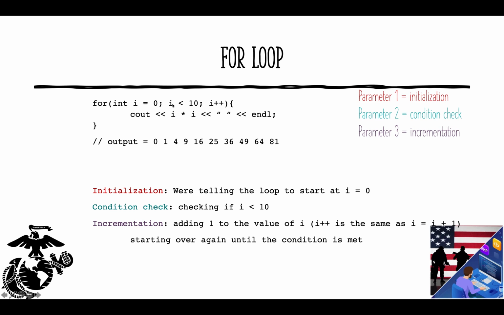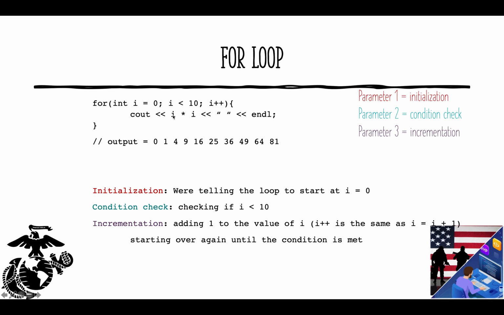Next, I equals 1. 1 is less than 10. 1 times 1 equals 1. And then we increment. And now 2 is less than 10. That is true. 2 times 2 equals 4. So here's our 4. And then we do it with 3. 3 times 3 is 9. 4 times 4 is 16. 5 times 5 is 25. 6 times 6 is 36. 7 times 7 is 49. 8 times 8 is 64.